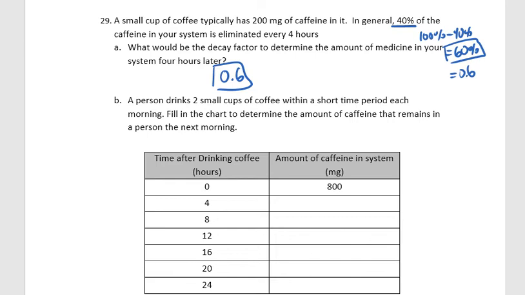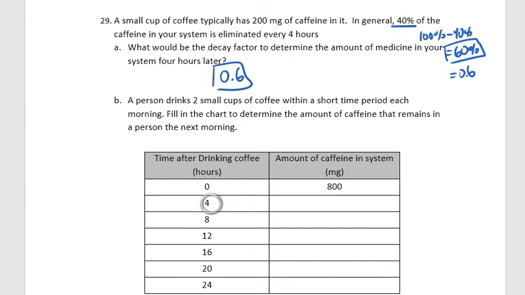Okay, let's look at part B. A person drinks 2 small cups of coffee within a short period in the morning. Fill in the chart. So if they drink 2, it looks like we got a typo here, because a small cup of coffee is 200 milligrams. If we drink 2 small cups, that would be 400 milligrams here, not 800. So let's say this person has not had 2 small cups. They either had 2 big cups or 4 small cups. But this is a typo that I'll have to fix in the future. But let's say we started with 800 milligrams, and we want to know how much is left.